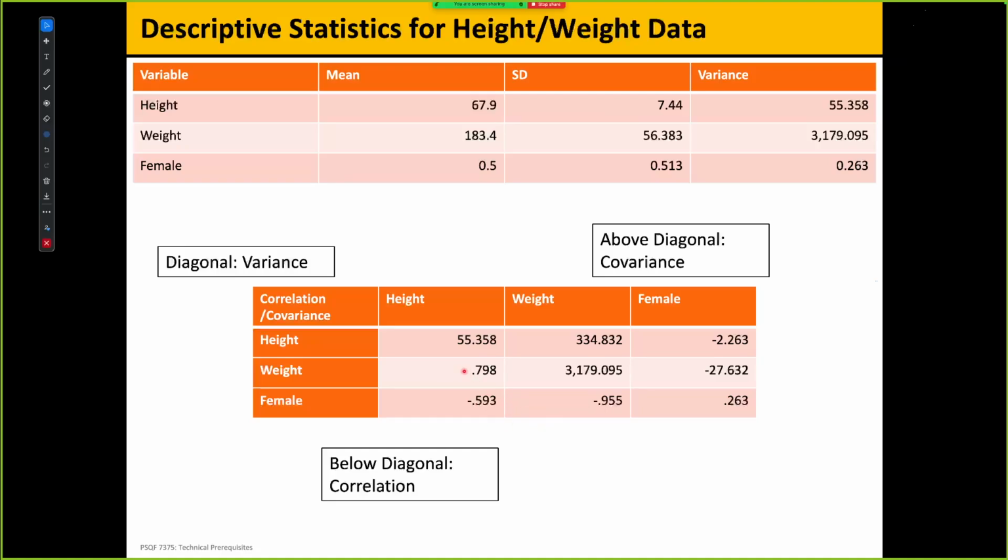This is the correlation between height and weight, the Pearson correlation between height and female, and the Pearson correlation between weight and female. This, by the way, is a point-biserial correlation, calculated with Pearson, basically. The diagonal represents the variance of each of these variables, and the covariance is in the upper diagonal. Covariance is like correlation with a scale.